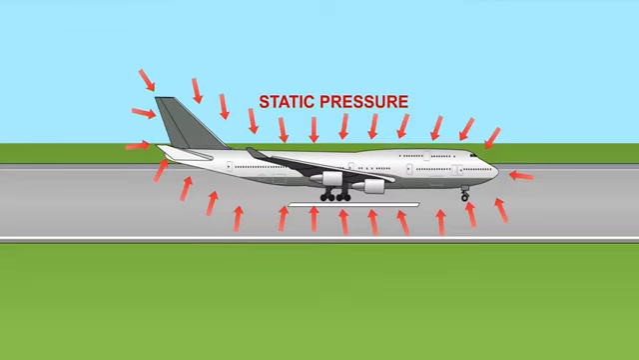Static pressure is the pressure felt on an aircraft as a result of being in the Earth's atmosphere. It is present when the aircraft is not moving. Static pressure is felt equally all over the aircraft.